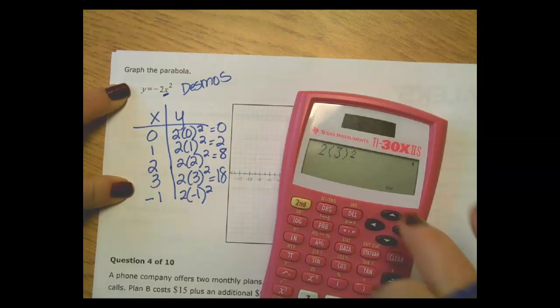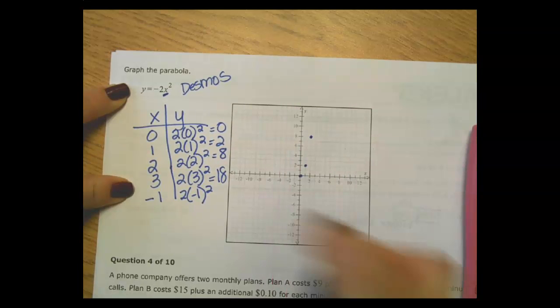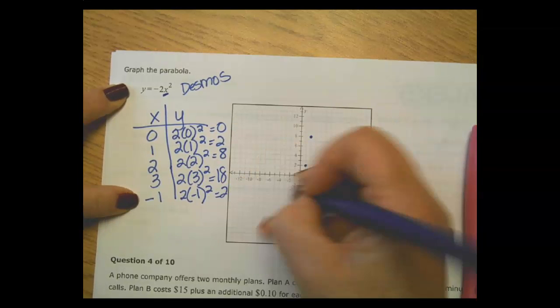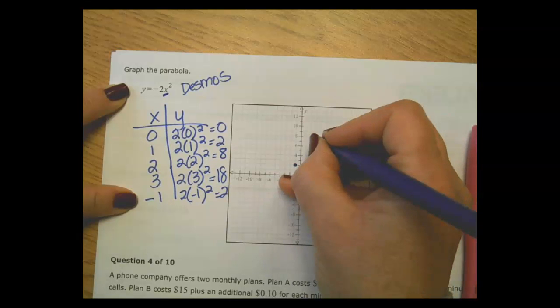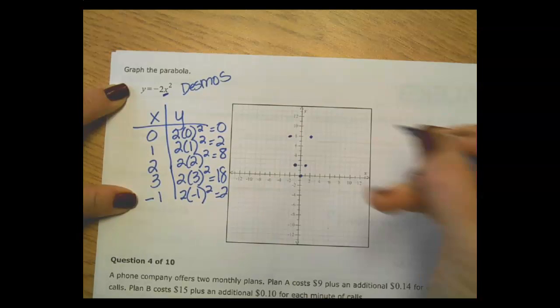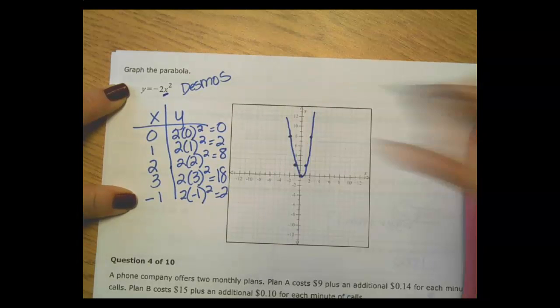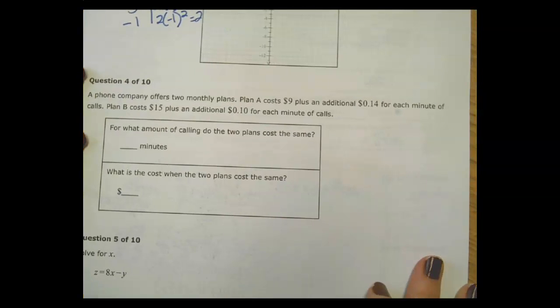I'm going to have to clear that out and just put -1 in parentheses, squared. And that equals 2. So -1, 2. So -1 and then 2. So you can see this parabola and know that this is 1, 2, 1, 2. This will go up like that. There you go. So those are really actually super easy if you would just take the time and make a table.